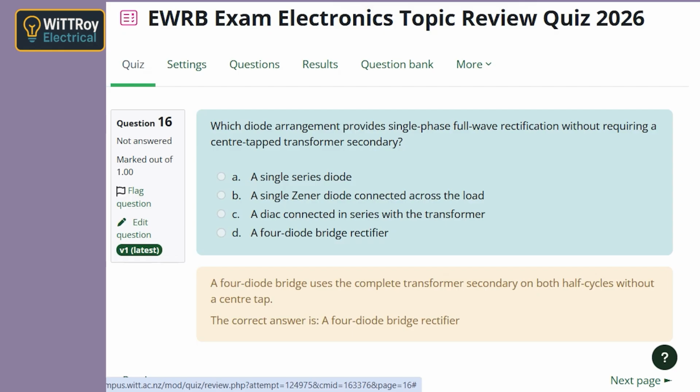Question 16. Which diode arrangement provides single-phase full-wave rectification without requiring a center-tap transformer secondary? I selected a 4-diode bridge rectifier. Good, you recognize the key idea. A 4-diode bridge uses the complete transformer secondary on both half cycles without a center tap. I remembered that relationship from the earlier rectifier work.